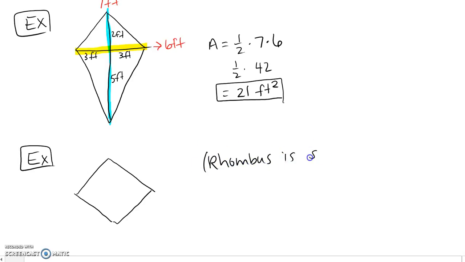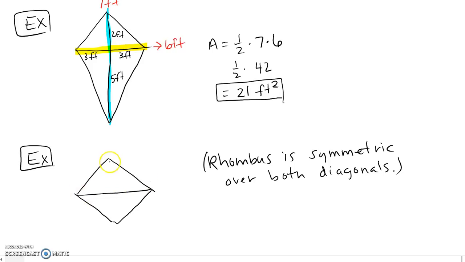Rhombus is symmetric over both diagonals. So let's see. They could do it with a special triangle, where I have to solve a triangle, or in this particular case, they're going to make me use Pythagorean theorem. So they tell me that this is 15 meters, that this little guy here is 12 meters.